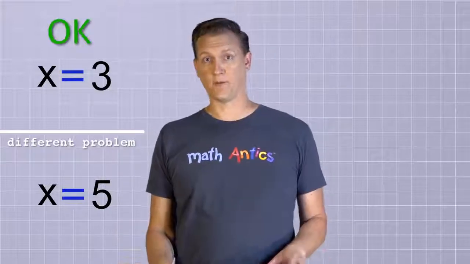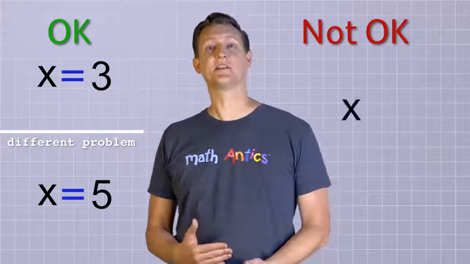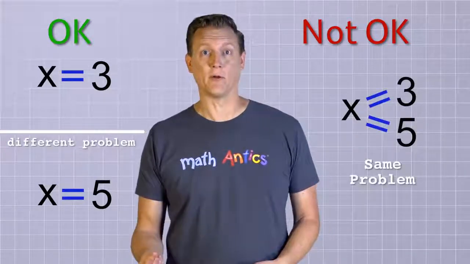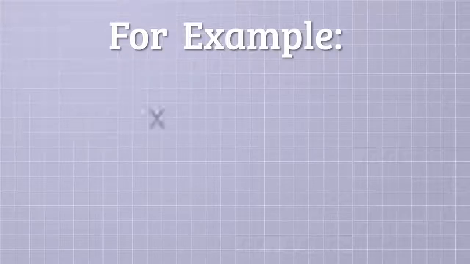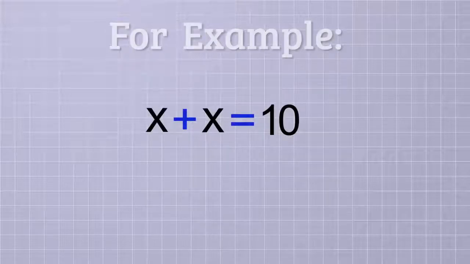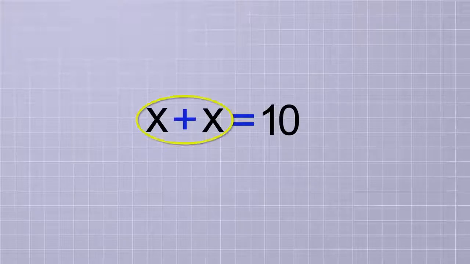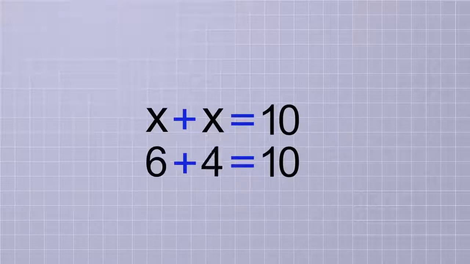That's okay. But what's not okay is for a symbol to stand for different values in the same problem at the same time. For example, what if you had the equation x plus x equals 10? This equation says that if we add x to x, we'll get 10. And there's a lot of different numbers that we could add together to get 10, like 6 and 4.